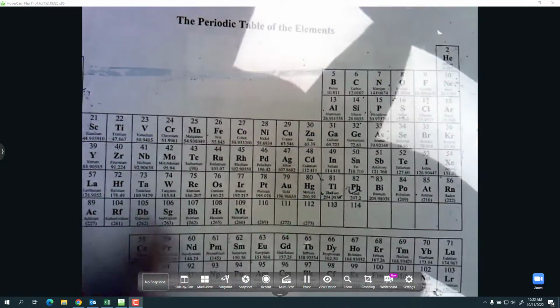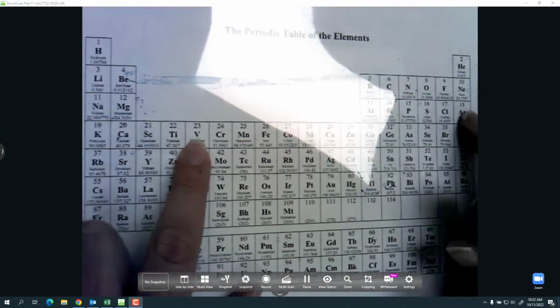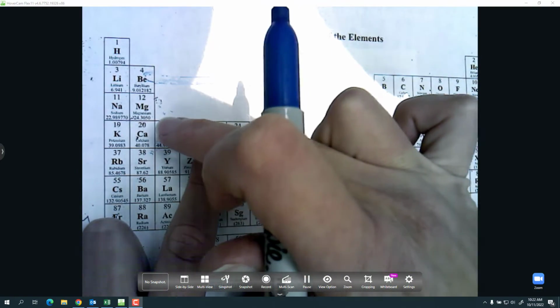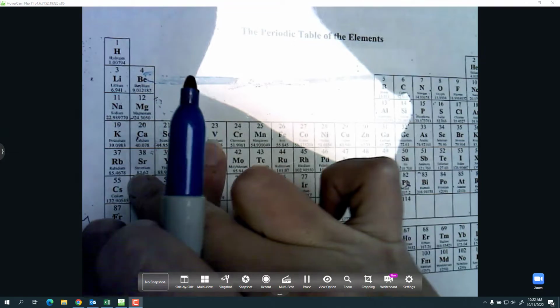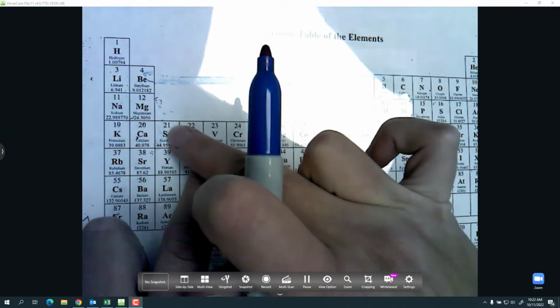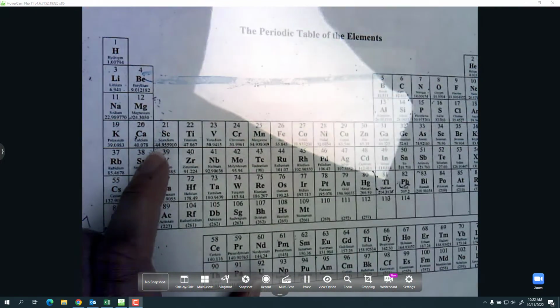All right, vanadium is right here. So it would be argon 4s2. And then remember, this is down by 1. So 3d, 1, 2, 3.